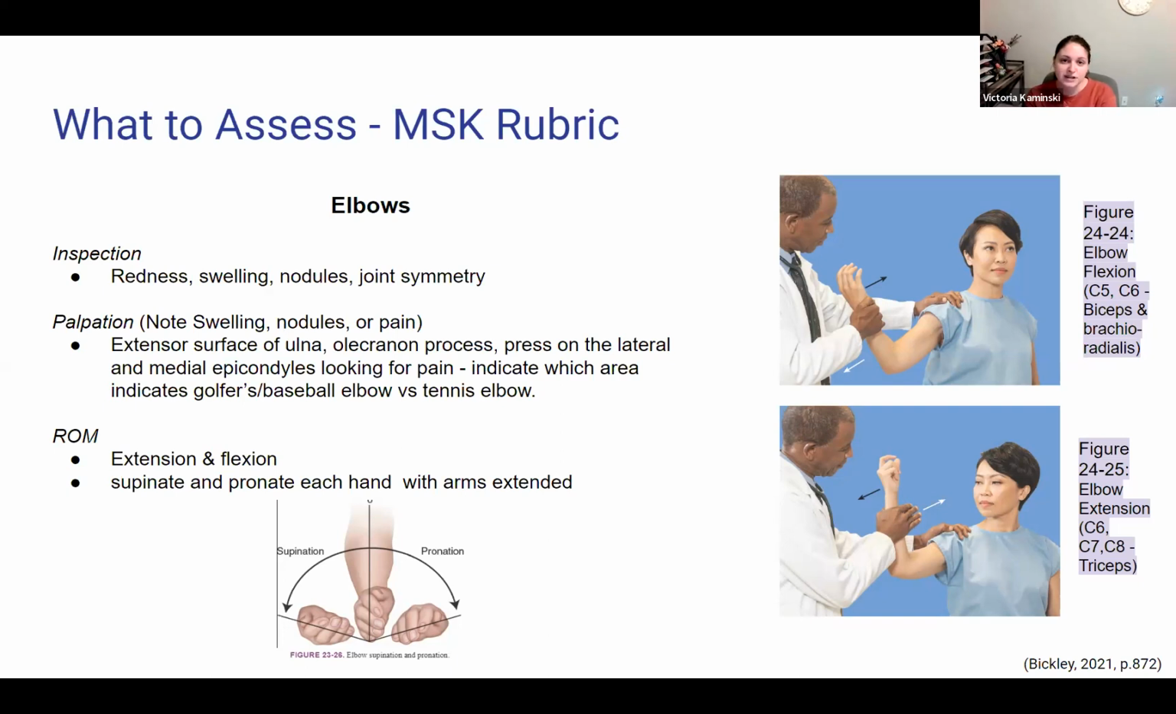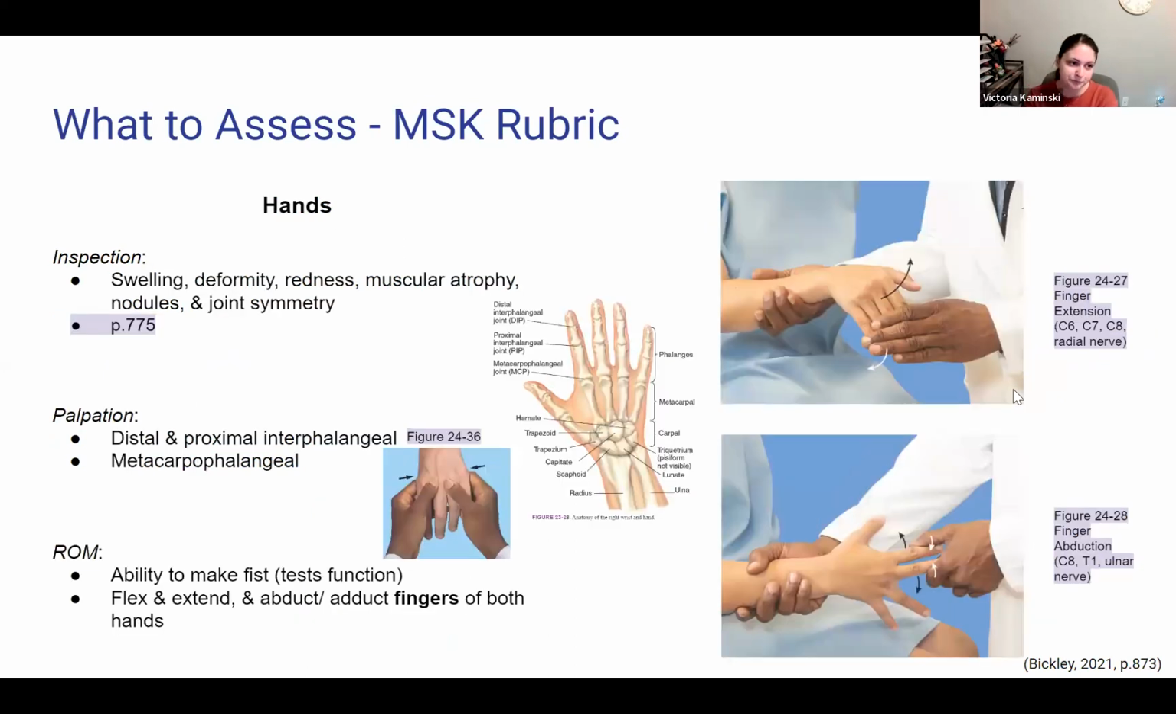With range of motion of the elbow, you're going to show extension and flexion, supination and pronation. And so I've shown these pictures here for you, again, pulled directly from your Bates book and what figures, as well as the pages you can find those on.